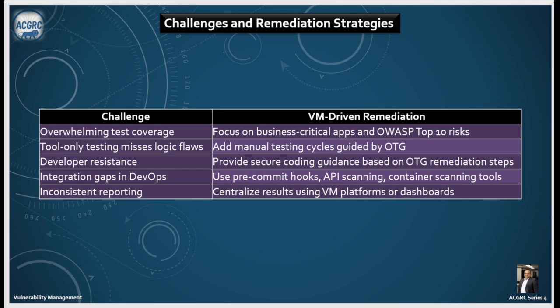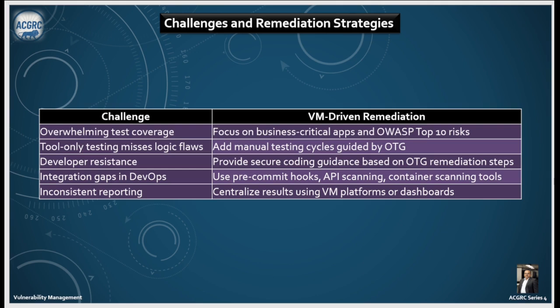Well, the next challenge is that custom business logic is often ignored. Well, tools can't detect logic flaws, and these are often missed entirely. Remediation: include manual testers for business flow testing. Review user stories and workflows to identify misuse paths. Involve product teams in scenario-based risk review.